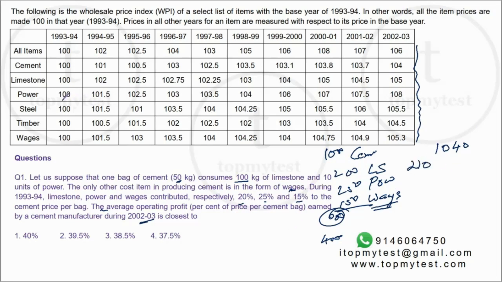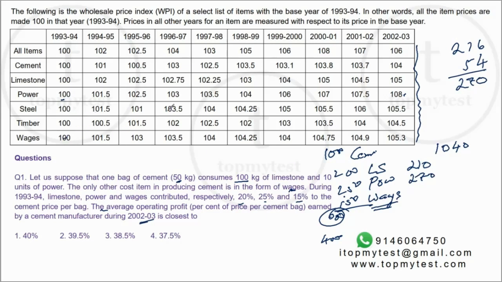Power from 100 has become 108. So 250 will become 2.5 times this. Double of this is 216. Half of this is 54. So this is 270. Okay, power is 270.